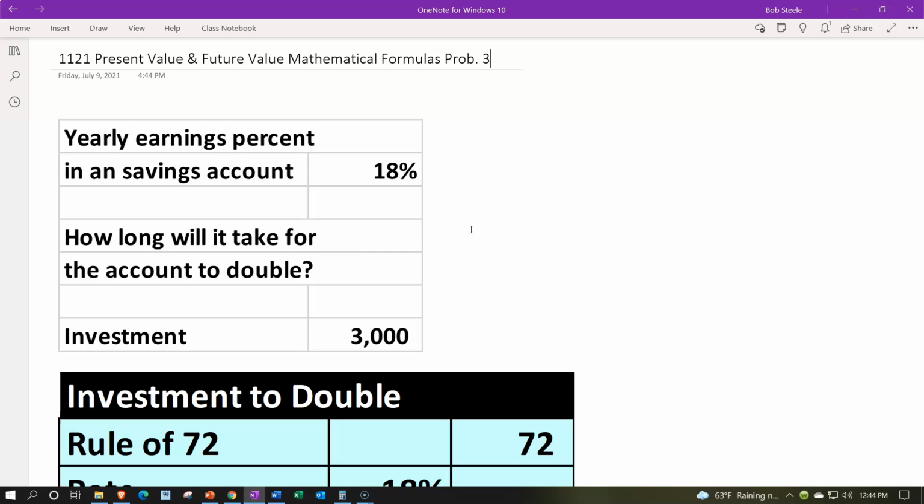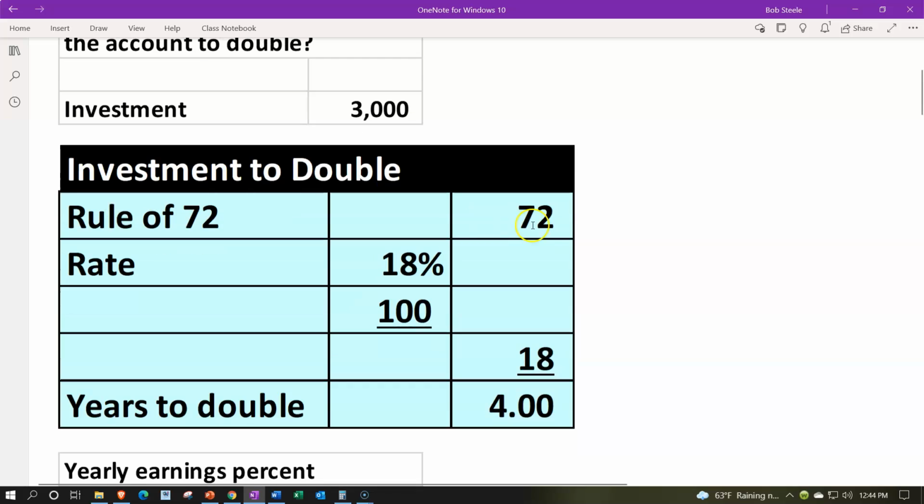So how long will it take for the account to double? That's going to be the first question that we ask. We can ask that question without even having an initial investment amount by using, say, the rule of 72, which down here is, in essence, simply 72 divided by the rate, but in number format, 18 instead of 18%, gives us approximately 4 years.